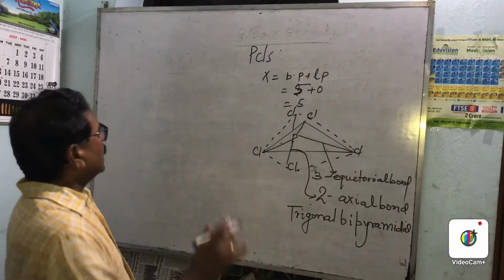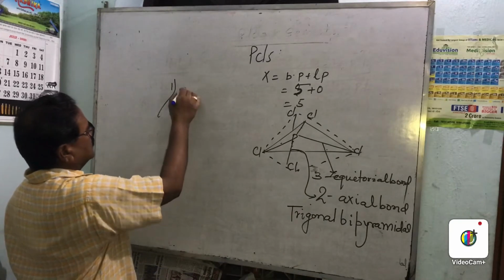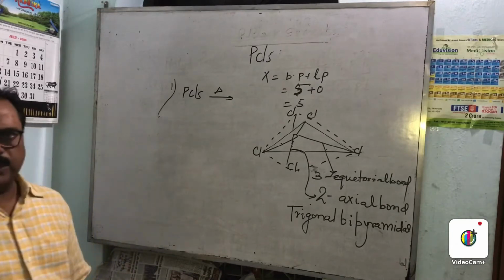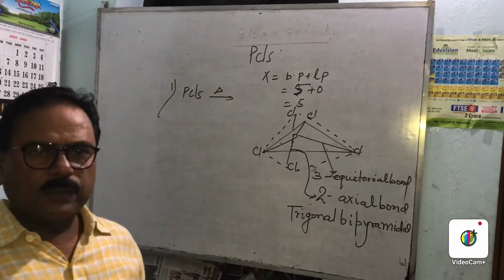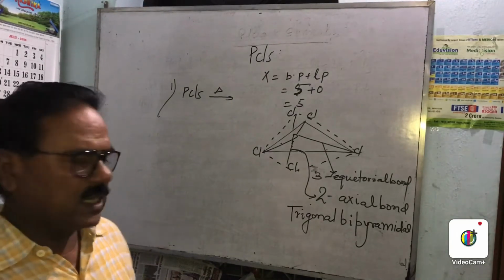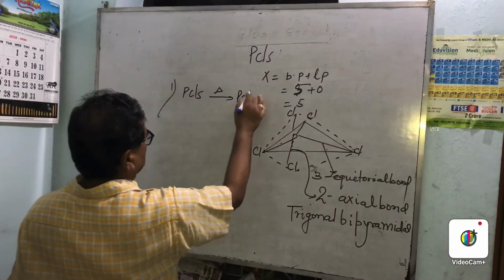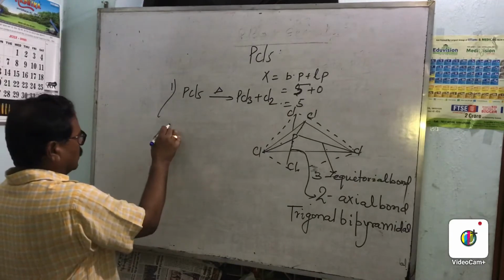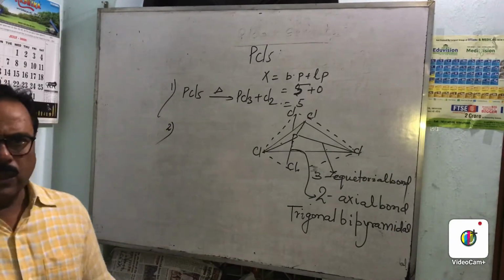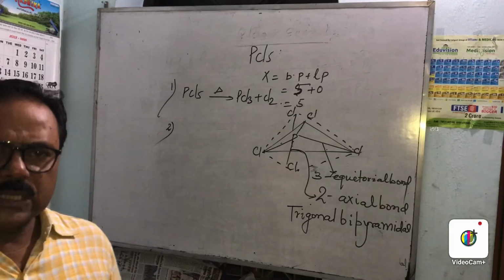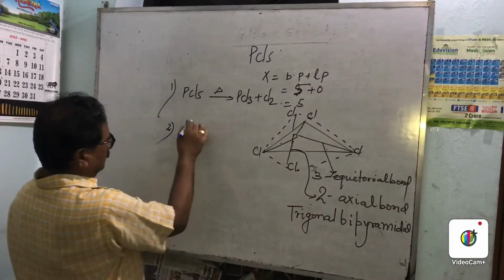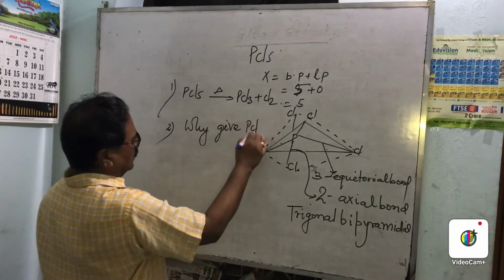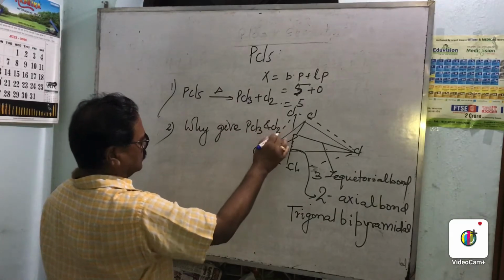First question, what happens when PCl5 is heated? This is very simple. When it is heated, it will give PCl3 and Cl2. So you write here PCl3 and Cl2. Another question is, why will it give PCl3 and Cl2?